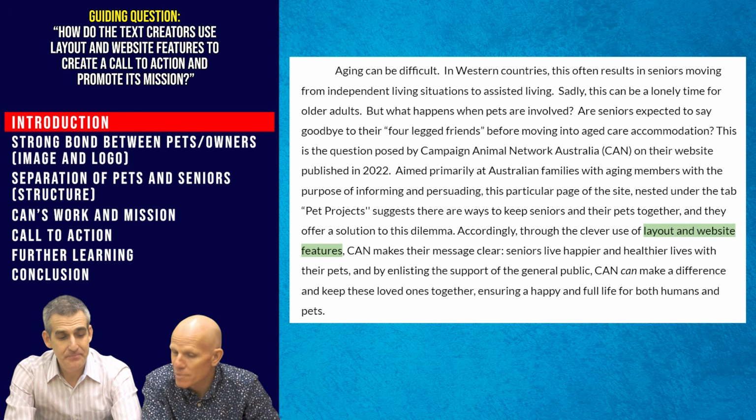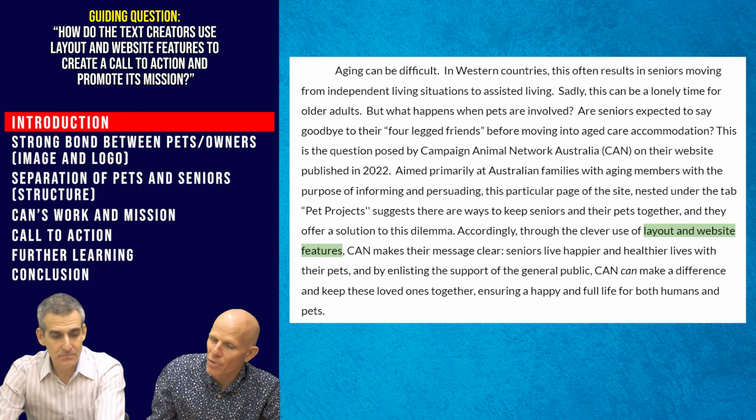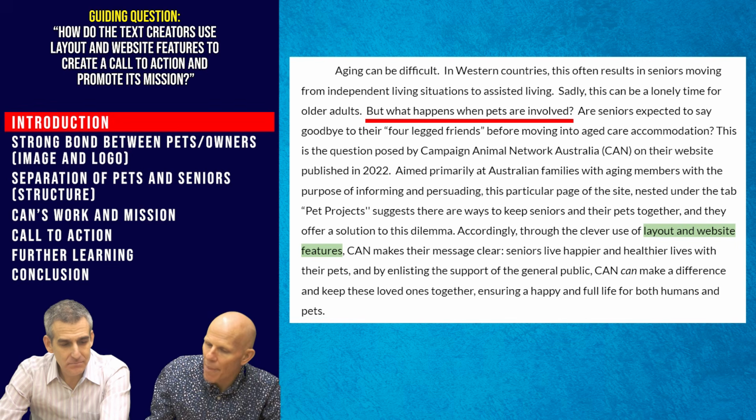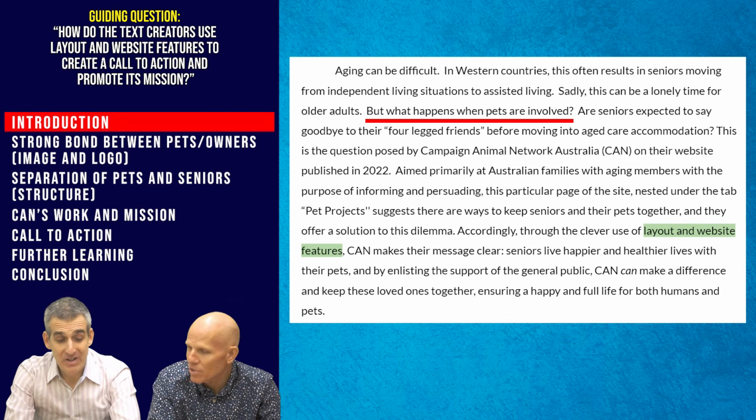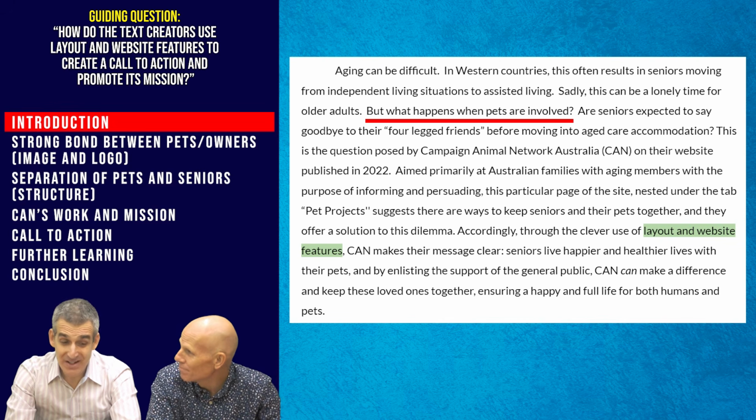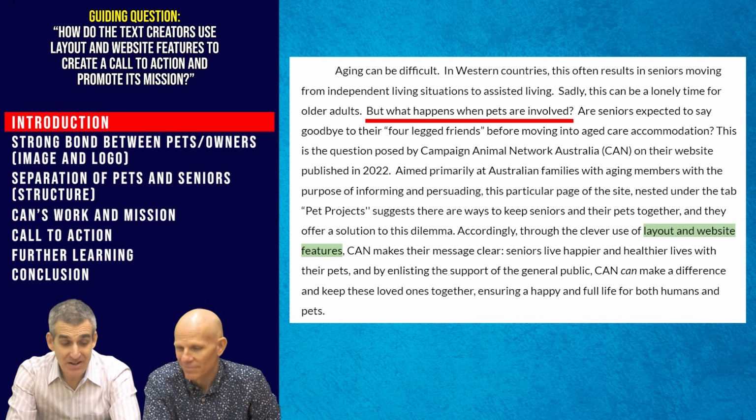If you're talking about specific things, we also notice that in the third line, we see a use of a question. But what happens when pets are involved? I love questions in writing because it just shows the writer is thinking. The writer's thinking, and the writer's engaging the reader. They're making the reader think as well.